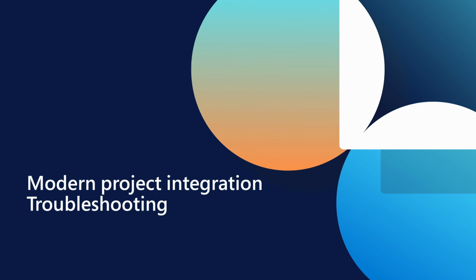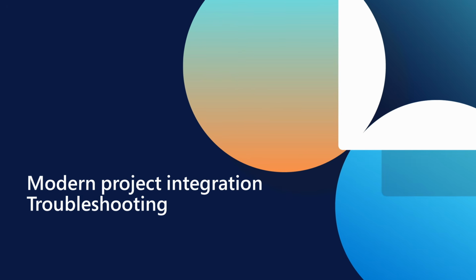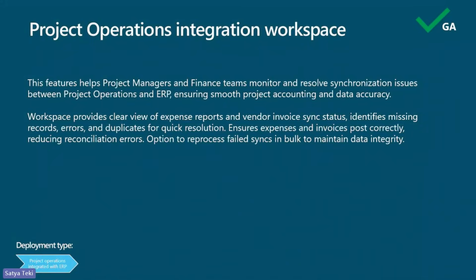Okay, with that, we will move on to the next feature. That is, we're going to talk about certain troubleshooting enhancements that we have done in the modern project integration or an integrated deployment. So here, the first thing that we're going to talk about is the project operations integration workspace. So this workspace quickly identifies and highlights integration errors, configuration problems, and system issues, saving significant troubleshooting time.